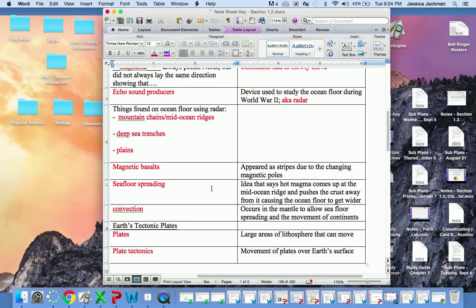So magnetic basalt beds, areas of rock, they'd almost have stripes in them because the magnetic poles changed direction. So where the south magnetic pole is now used to be the north magnetic pole, and then it was the south magnetic pole for a while, and it keeps switching.